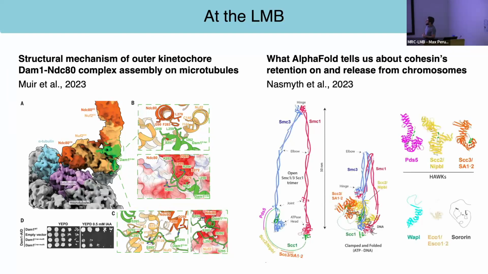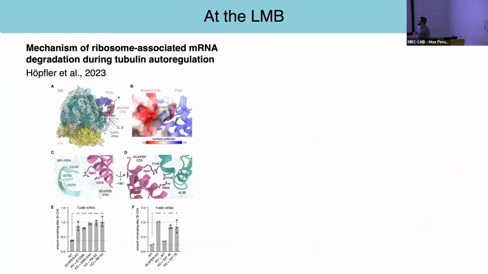In Jan's group, they have this AlphaFold-based study where they're trying to generate hypotheses about how cohesin works based on what AlphaFold is predicting, because it's quite complicated and quite a flexible system. By generating all these predictions and inferring from them, they can come up with hypotheses that can then be tested later, which I'm sure they're working on. So a very nice study, this one.